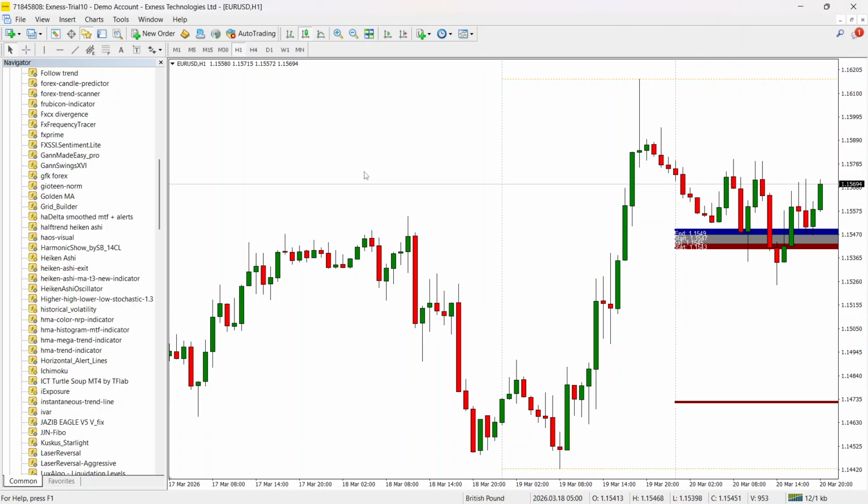You should therefore treat them as reference zones for planning entries and exits, always combining them with your own price action reading, confirmation tools, and strict risk management rules, rather than as automatic buy sell instructions.